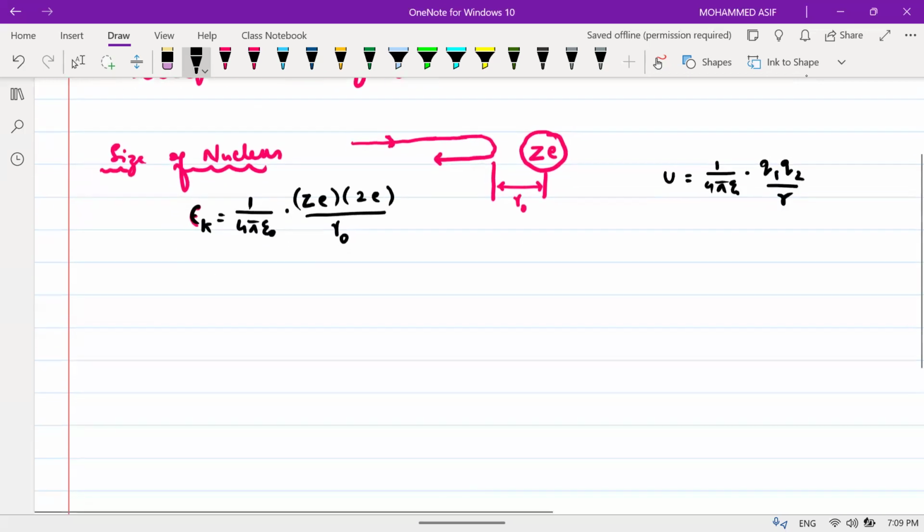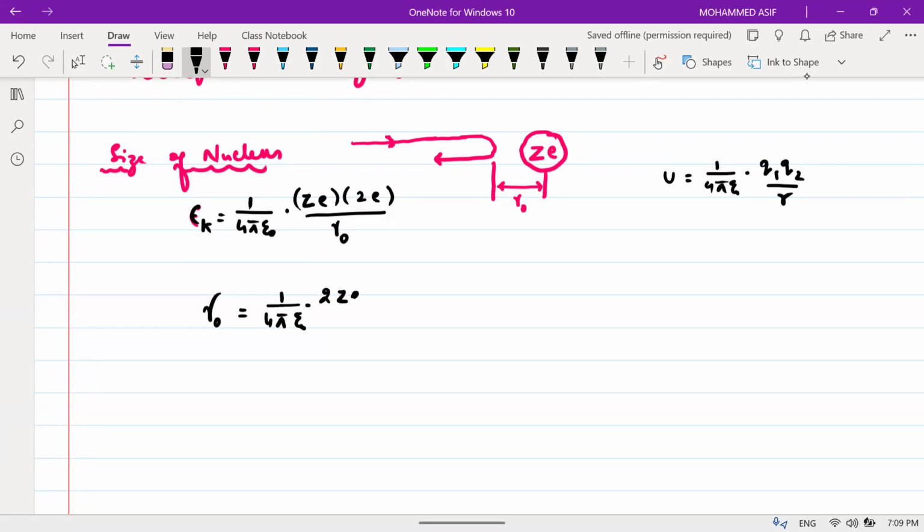So simplifying, we get the distance of closest approach as R0 equals 1 by 4 pi epsilon naught into 2 Z e square divided by the kinetic energy. This is the relation, since kinetic energy is equal to potential energy. The kinetic energy formula is half m v square. So the distance of closest approach is given by R0 equals 1 by 4 pi epsilon naught into 2 Z e square divided by kinetic energy.